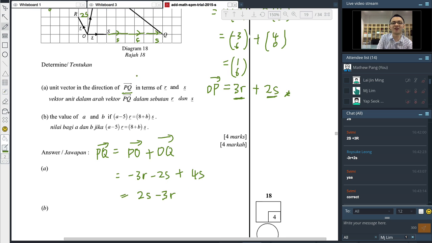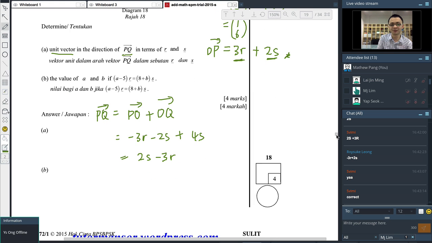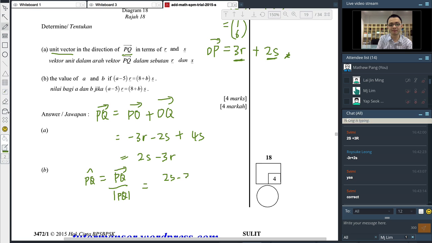But then the question is not finding PQ. We find the unit vector of PQ. So in order to find the unit vector of PQ, the unit vector of PQ will equal the vector of PQ over the magnitude of PQ. Okay, so PQ you have already. So you want to get the magnitude of PQ. So yeah, you just do something like 2 square plus 9 square, with 13. Yeah, this is the unit vector.